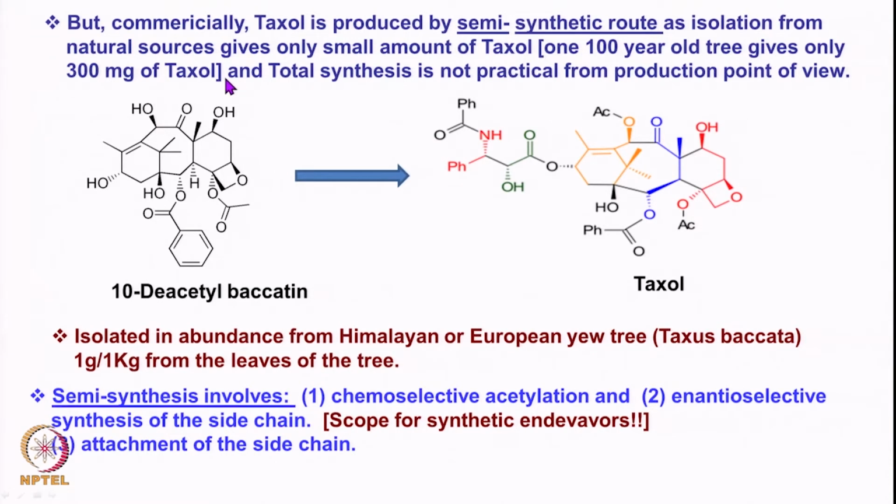The commercially applicable synthesis of Taxol is very difficult. Therefore, a semisynthetic route to Taxol has basically been utilized. Since isolation of the Taxol from natural source gives only a very small amount of the product, that is the Taxol. As you can see, a 100-year-old tree gives only 300 milligrams of Taxol. So you can imagine how you have to grow a tree for 100 years and then you can at the most get 300 milligrams of the molecule, that is Taxol.